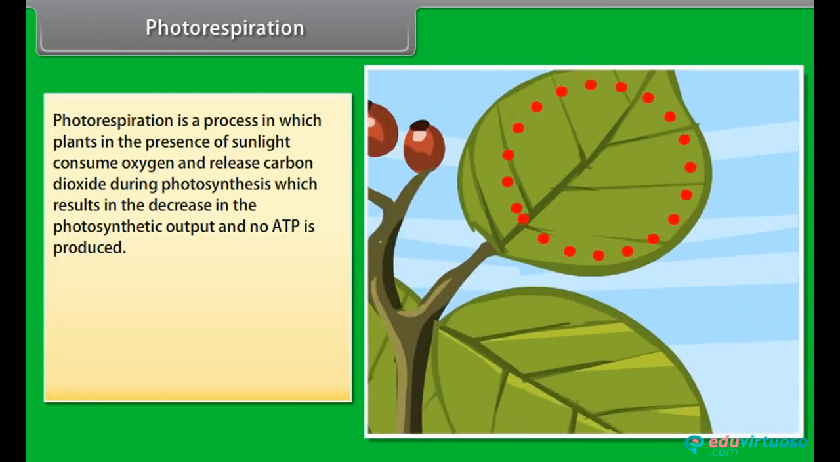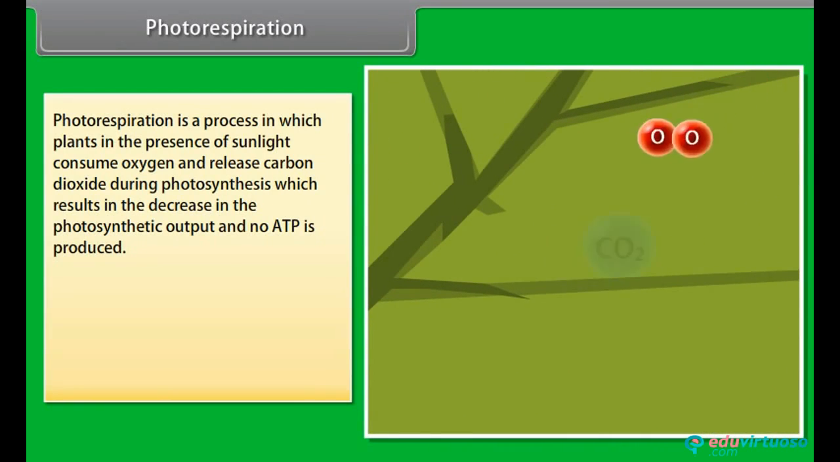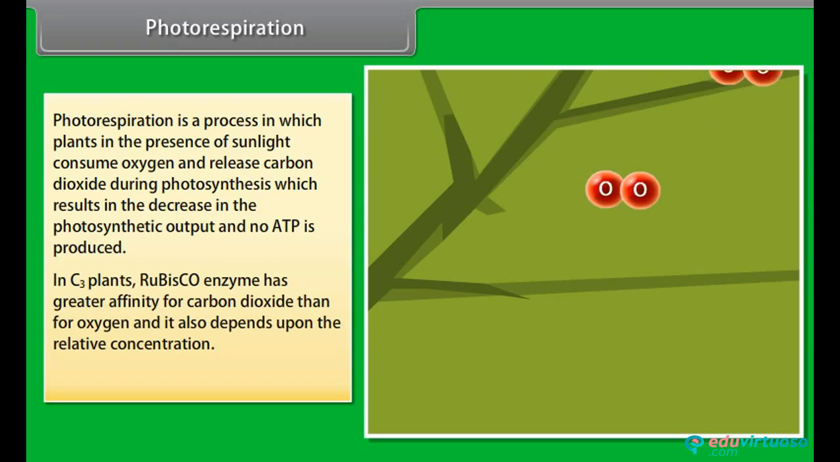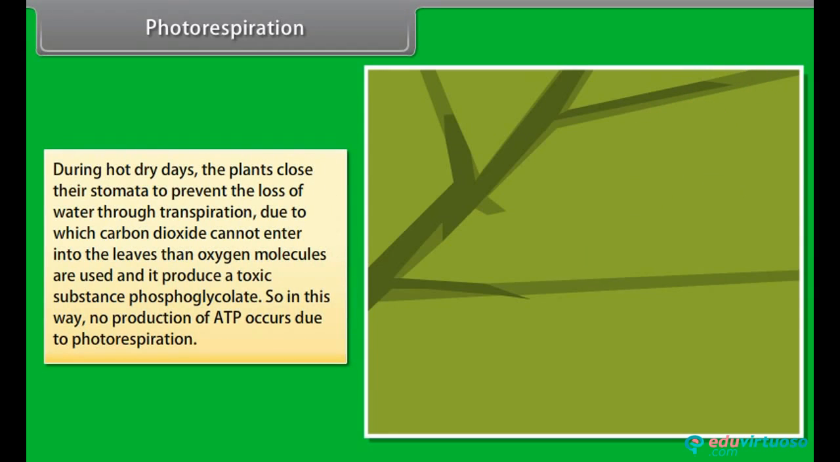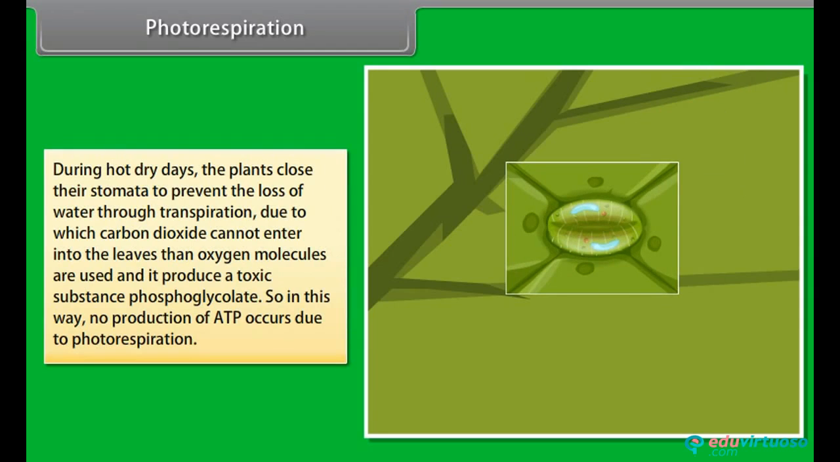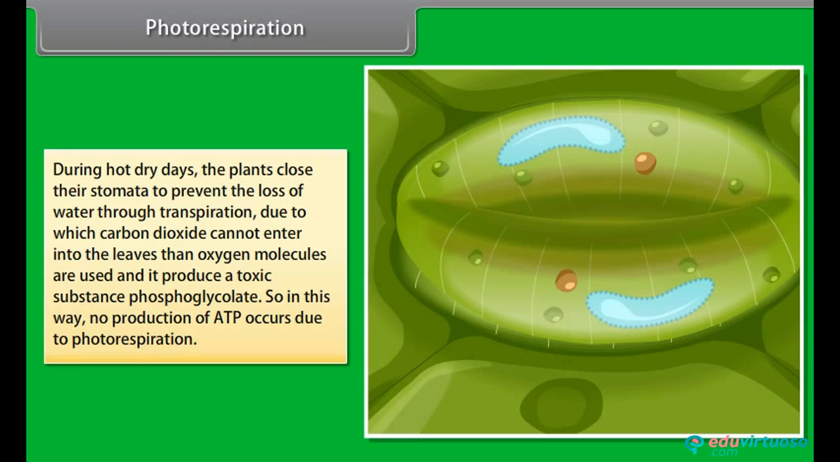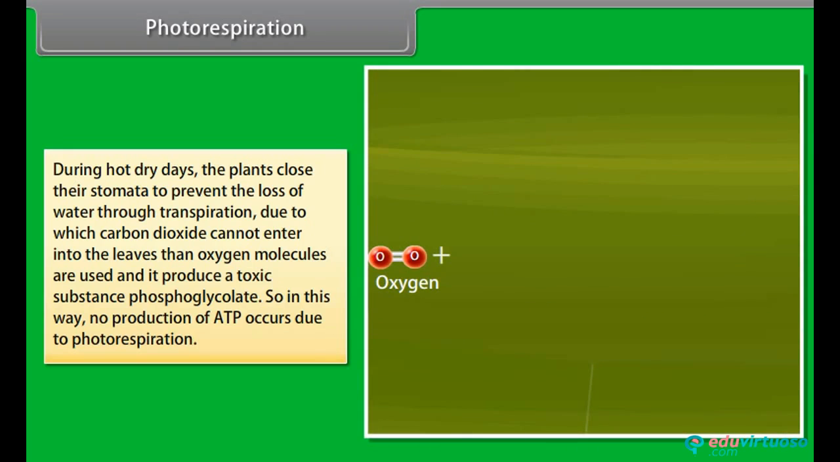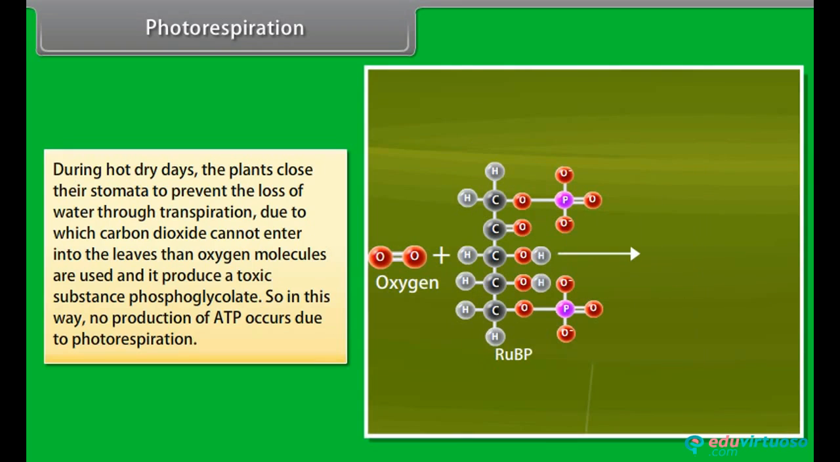Photorespiration is a process in which plants, in the presence of sunlight, consume oxygen and release carbon dioxide during photosynthesis, which results in the decrease of photosynthetic output and no ATP is produced. In C3 plants, the Rubisco enzyme has greater affinity for carbon dioxide than for oxygen, and it also depends upon the relative concentration. During hot, dry days, the plants close their stomata to prevent the loss of water through transpiration, due to which carbon dioxide cannot enter the leaves, so oxygen molecules are used, and it produces a toxic substance, phosphoglycolate. So, in this way, no production of ATP occurs due to photorespiration.